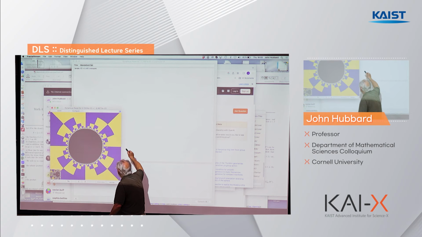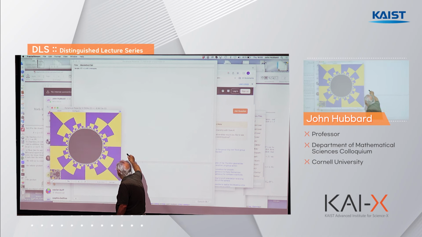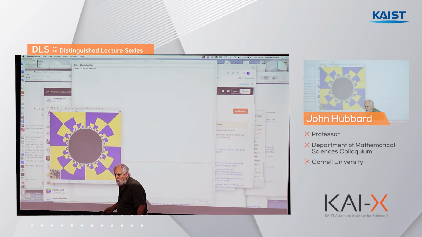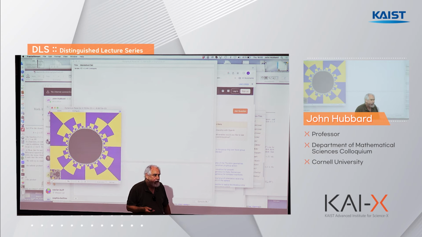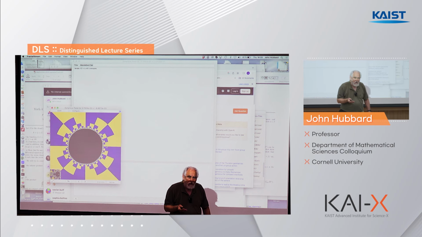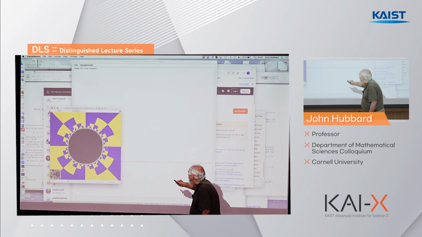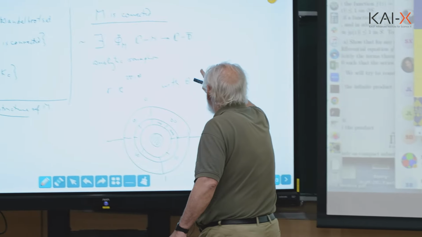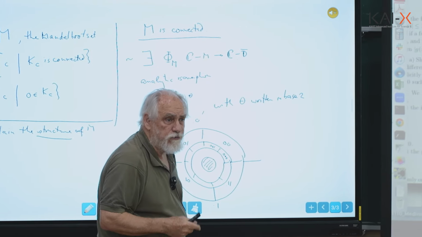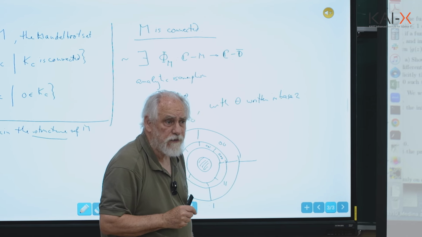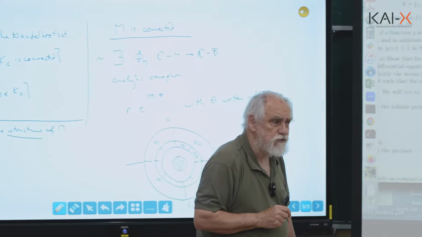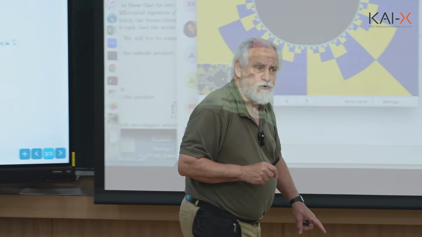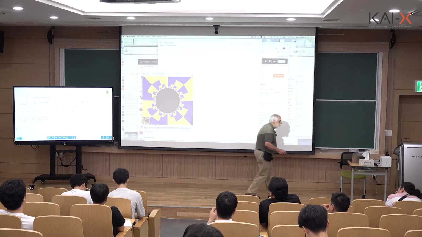By following in and interpreting the yellow as 0 and the blue as 1, you can read off in base 2 the angle of the point where you are. This picture allows you to read off the coordinates of C minus d bar, both radial and especially angular. The angles are measured in turns and are written in base 2.